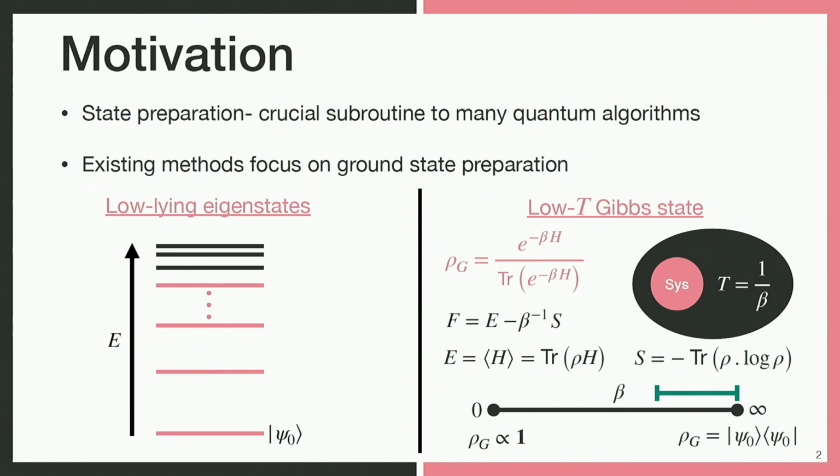The Gibbs state uniquely minimizes the Helmholtz free energy, where S here is the von Neumann entropy, which is a quantity that is notoriously difficult to measure on quantum devices, which requires some sort of partial tomography at least to do.